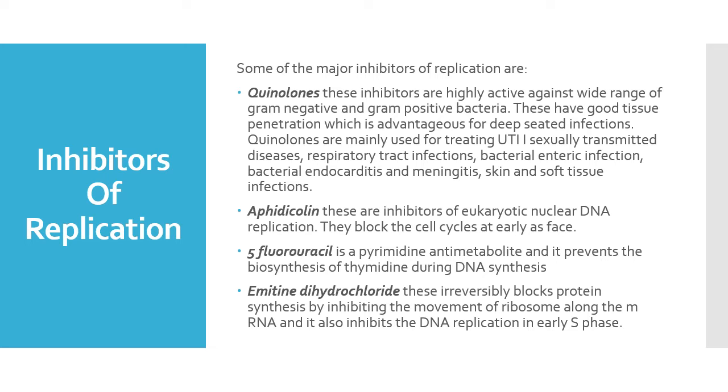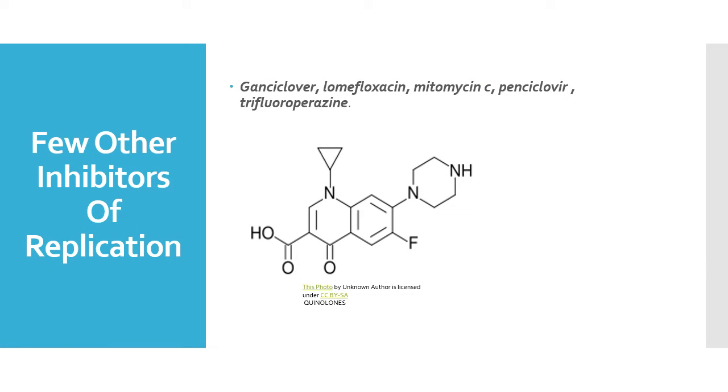Aphidicolin blocks the cell cycle at early S phase. They are inhibitors of eukaryotic nuclear DNA replication. 5-fluorouracil prevents the biosynthesis of thymidine during DNA synthesis, and hence it is a pyrimidine antimetabolite. Emetine dihydrochloride blocks the protein synthesis irreversibly by inhibiting the movement of ribosome along the mRNA. It can also inhibit the DNA replication in early S phase. Few other inhibitors of replication are ganciclovir, lomefloxacin, mitomycin C, penciclovir, and trifluoperazine.